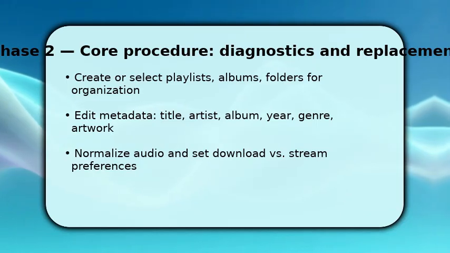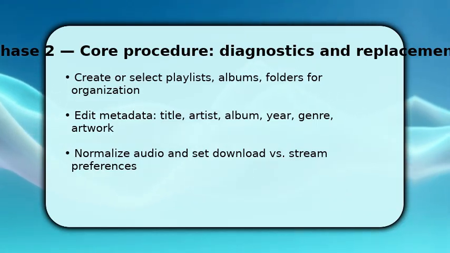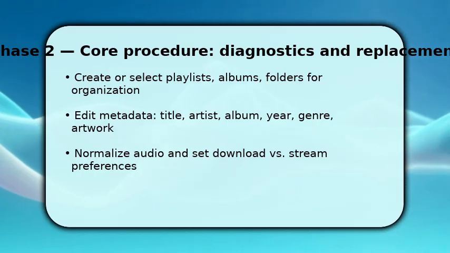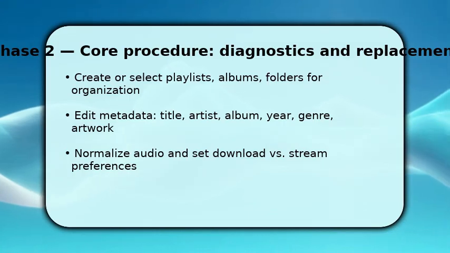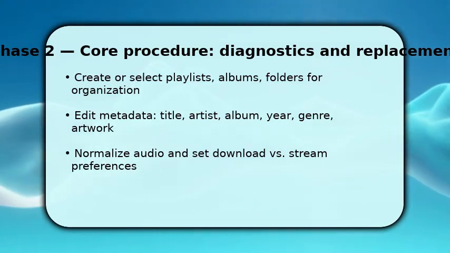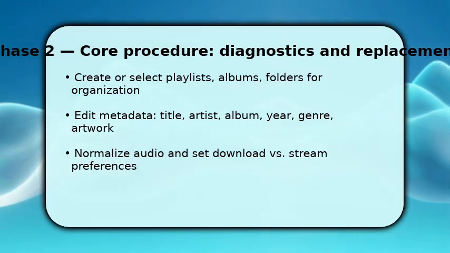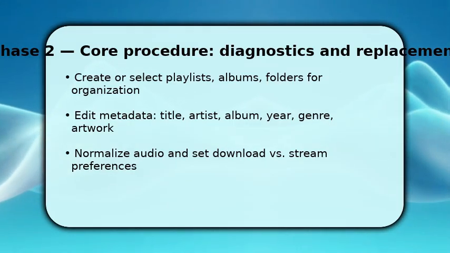Make sure to edit metadata: title, artist, album, year, and genre, because accurate tags power search and smart playlists. Once done, add cover art and normalize audio levels if the app supports it. That prevents jarring volume jumps. Also set whether each track stays downloaded or streams to control storage use and offline access.